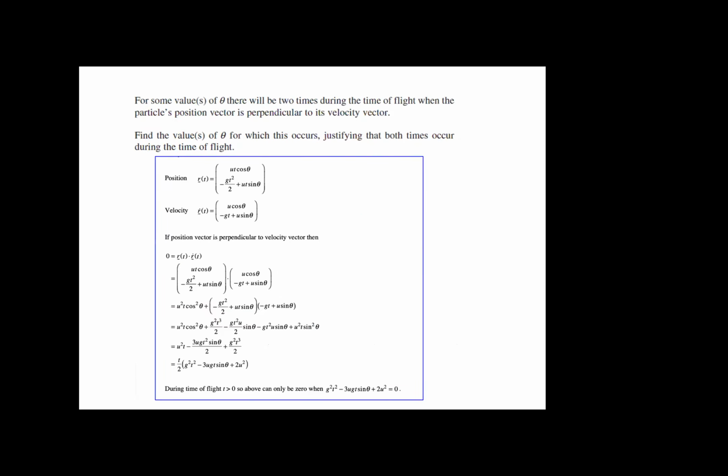And the question had two parts to it. For some values of theta, there will be 2 times during the time of flight when the position vector and the velocity vector are perpendicular. Students had to find these values of theta, find these angles, and justify that both times occur during the time of flight. Very detailed question, very challenging.